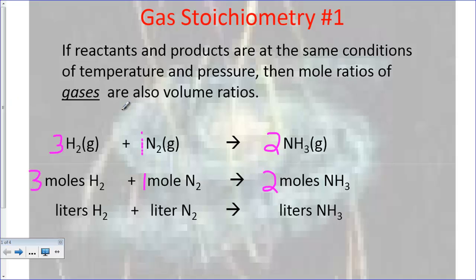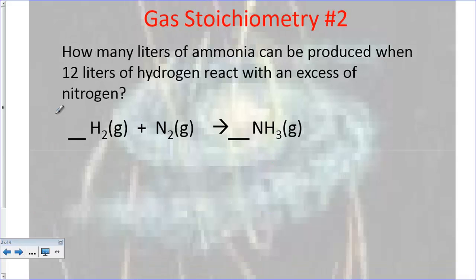All right, now just because these are all gases, and that's what makes this a special type of stoichiometry, we can apply these same mole ratios to liters as well. So we have 3 liters of hydrogen, 1 liter of nitrogen, and 2 liters of ammonia. So let's see this in practice in some other problems.